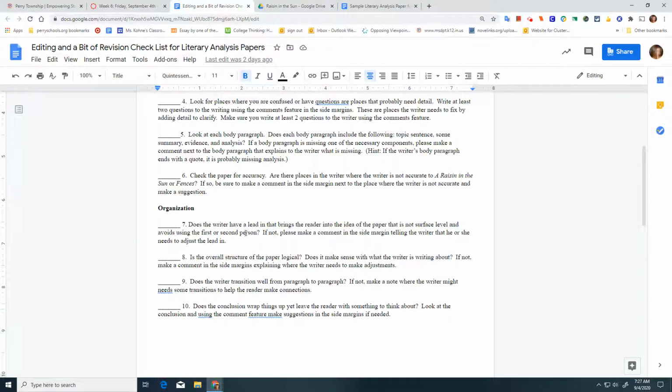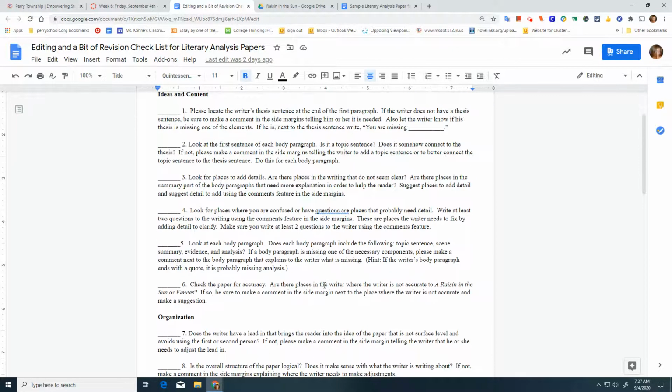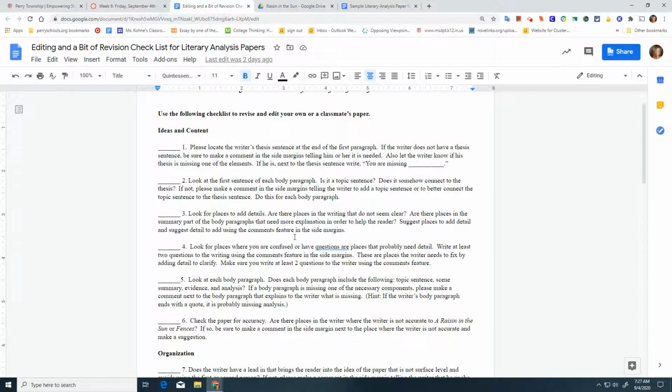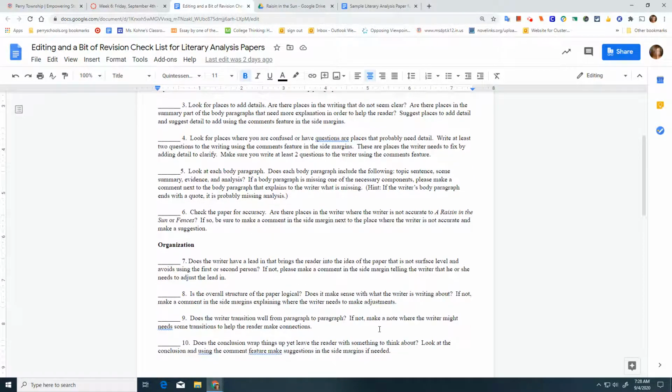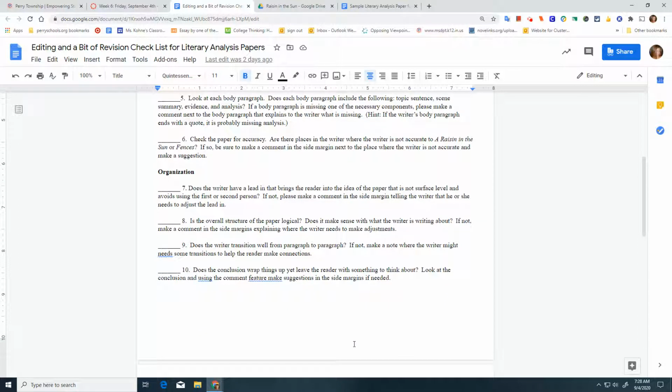You're going to look for organization. All those things are things I'm going to be looking for in terms of ideas and content. So if you're looking at your own paper, look for all of these things. If you're looking at someone else's paper, certainly make comments in the side margins about all of those things. For organization, you're looking for a lead-in that brings the reader into the idea of your paper without being surface level. You're going to look at the overall structure of the paper. Is it logical? Does it make sense for what the writer is writing about? Does the writer transition well from paragraph to paragraph?